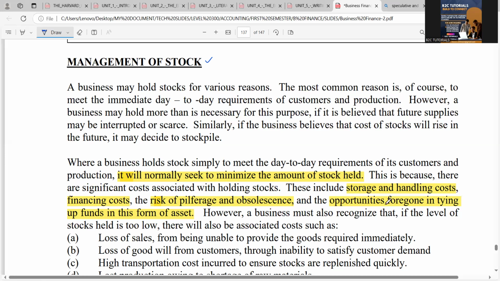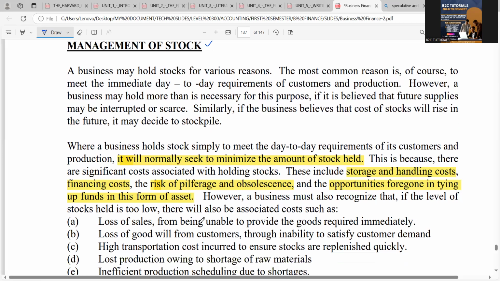But then if you manage it very well, you realize that you don't need to keep lots of stocks to manage your handling, the finance costs, the risk of pilferage, and then the obsolescence. And then also you can do other investments to be able to hold up these funds.